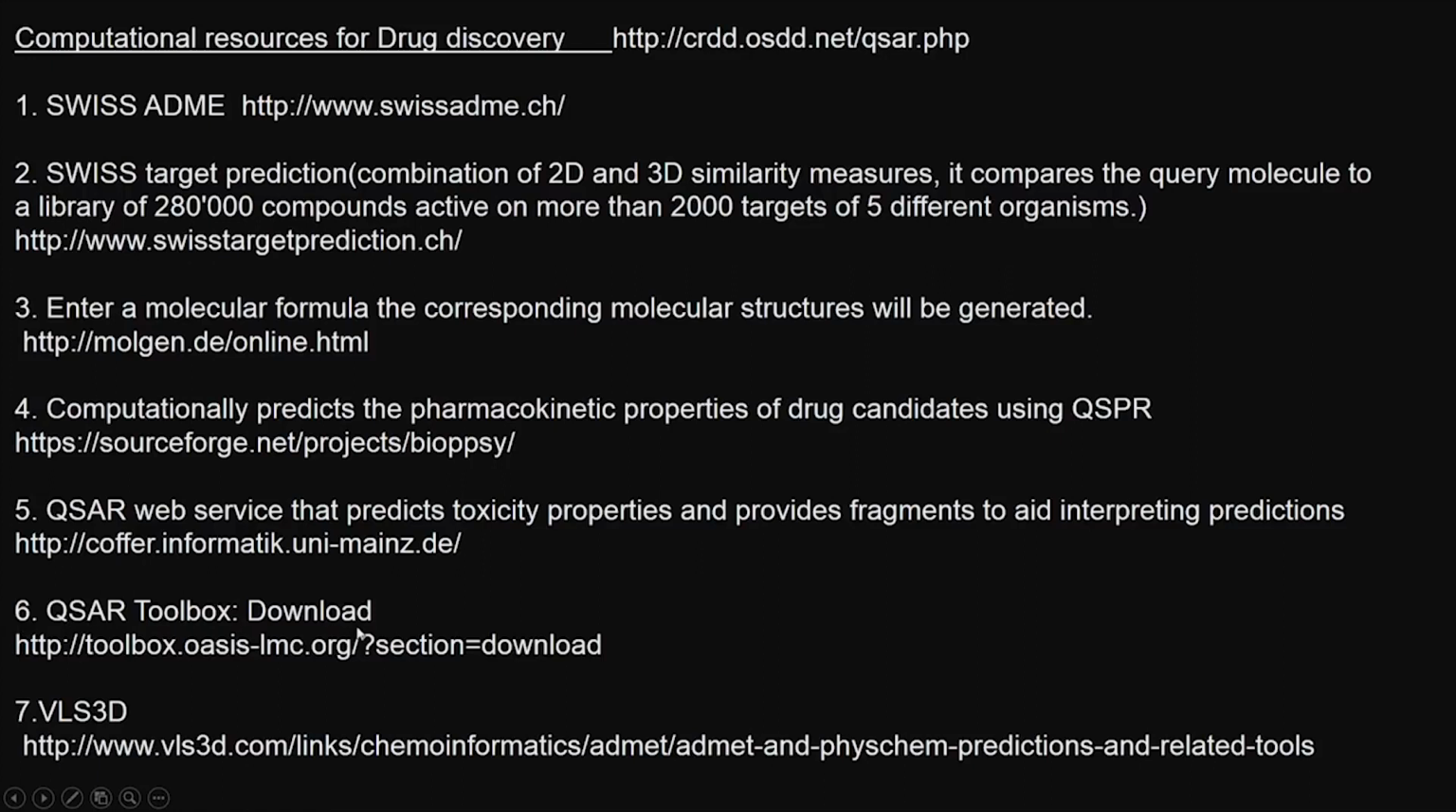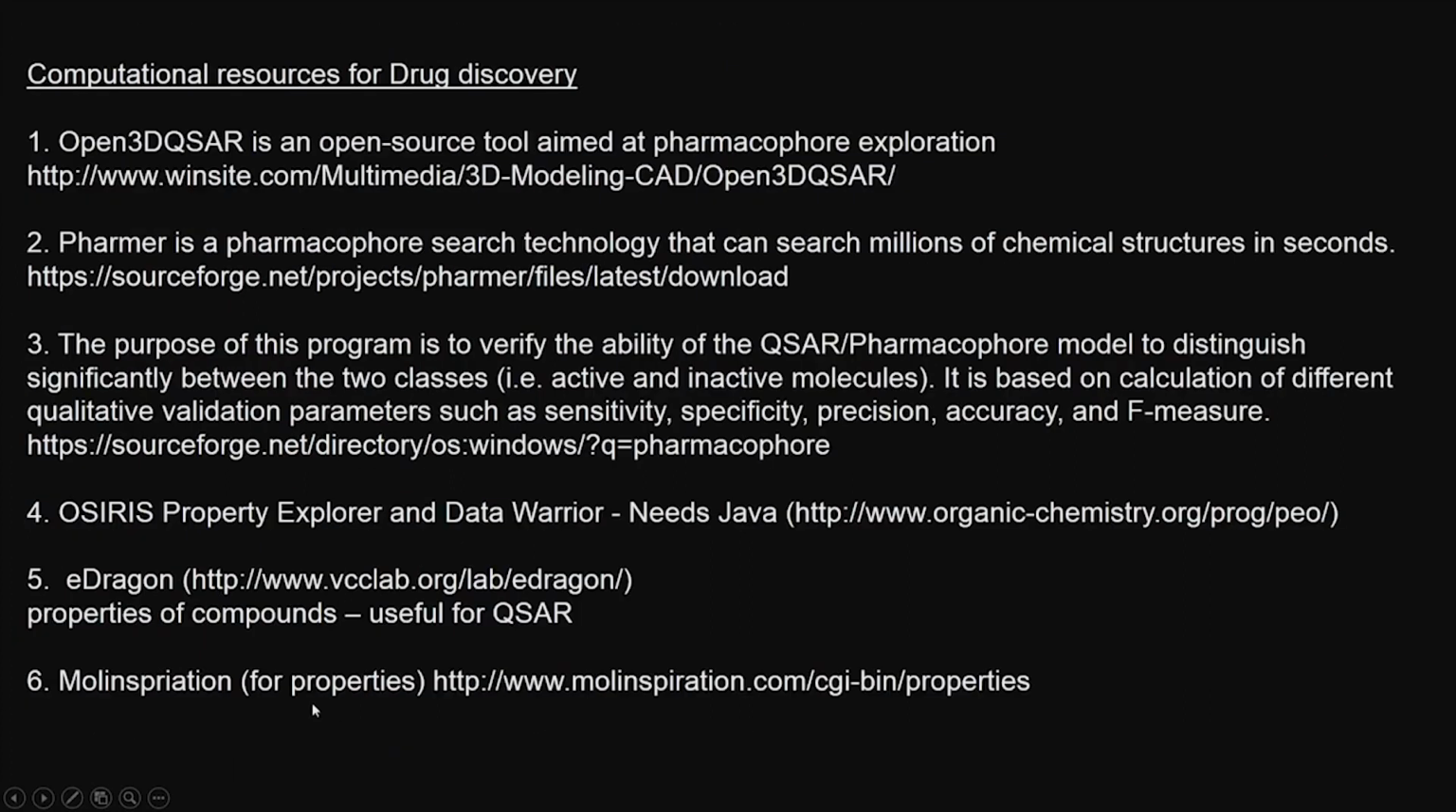Then we have the QSAR toolbox. Then we have chemoinformatics, ADMET, chemical predictions, this software called VLS3D. And then there is something called 3D QSAR, 3-dimensional QSAR. There is a software for this. The software gives you the pharmacophore details, that means it can identify the features of the molecule and try to search millions of chemical structures which have this same pharmacophore. This another software gives you the QSAR pharmacophore model.